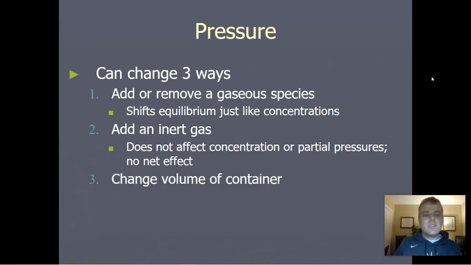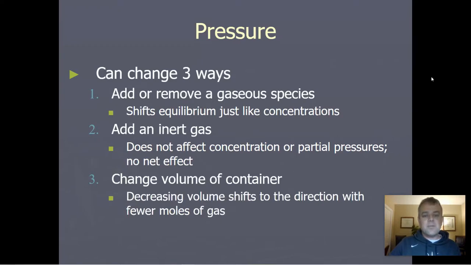And the third thing you could do is change the volume of the container. Changing the volume of the container, you're essentially decreasing the partial pressures of the gases, you're decreasing the total pressures. You're going to cause this reaction to shift to whichever direction will bring the pressure in the container back closer to what it was.